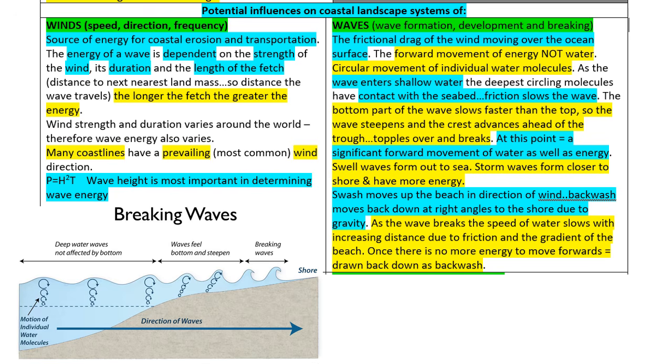Okay, we've talked about swash coming up the beach in the direction of the wind and the backwash going back down at right angles due to gravity. And as the wave breaks, the energy of the water takes it up the beach. Once it gets up the beach, it runs out of energy, and it's gravity that brings that wave back down towards the beach, back down towards the sea.